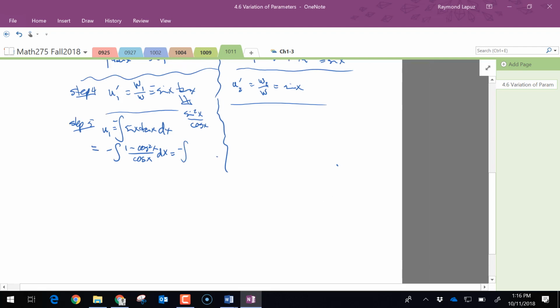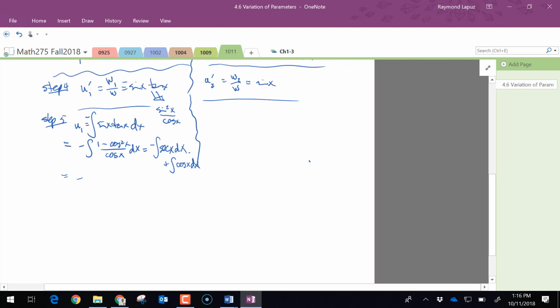Anyway, so this is 1 over cosine, that's secant x. And then a negative and negative is a positive plus the integral of cosine x. Do you happen to know the integral of secant off the top of your head? It's natural log of something. So minus the ln secant x plus tan x. So that's the first one.